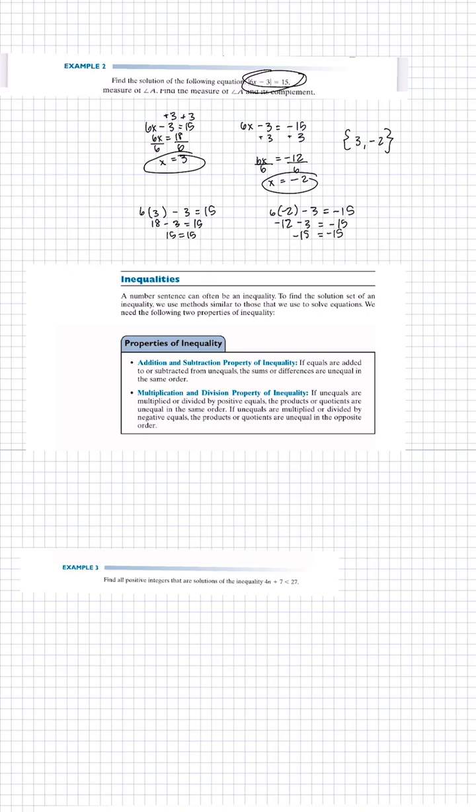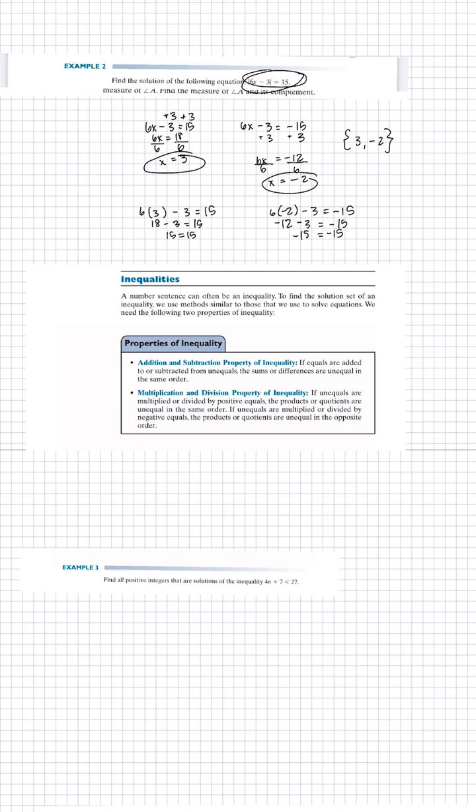We use a method similar to those that we use to solve equations, but we need the following two properties of an inequality. The first property is the addition and subtraction property of inequality. If equals are added to or subtracted from unequals, the sums or differences are unequal in the same order. And then there's also the multiplication and division property of inequalities. If unequals are multiplied or divided by positive equals, the products or quotients are unequal in the same order. If unequals are multiplied or divided by negative equals, the products or quotients are unequal in the opposite order.